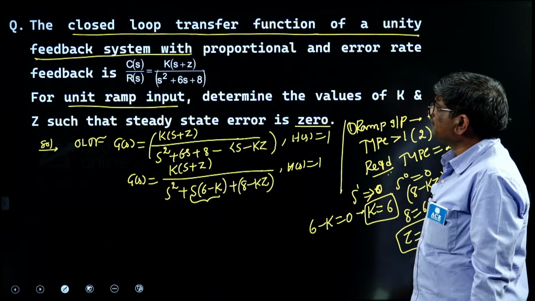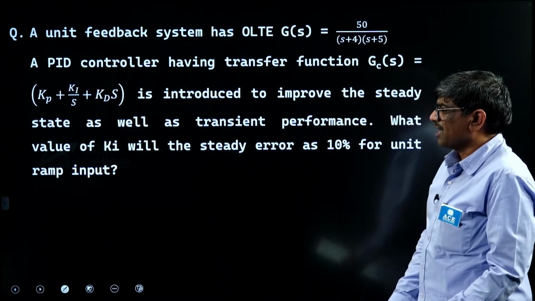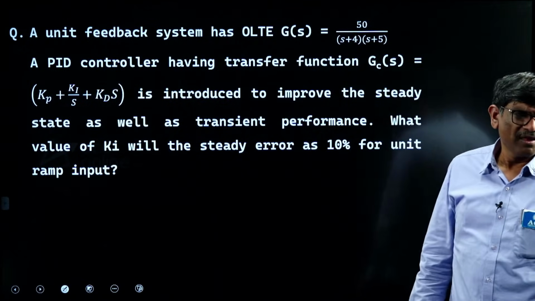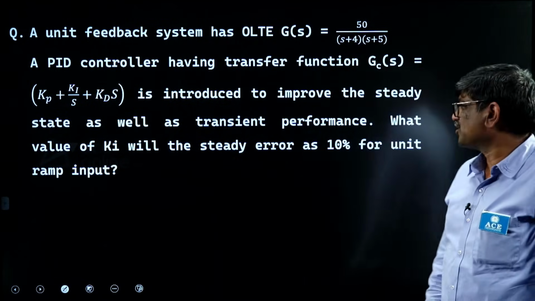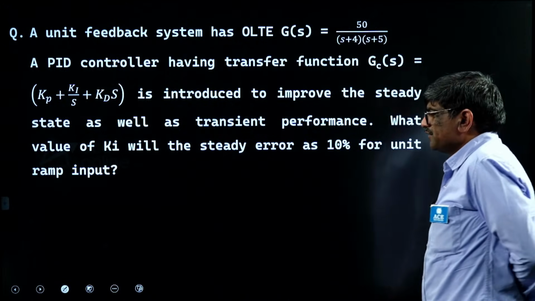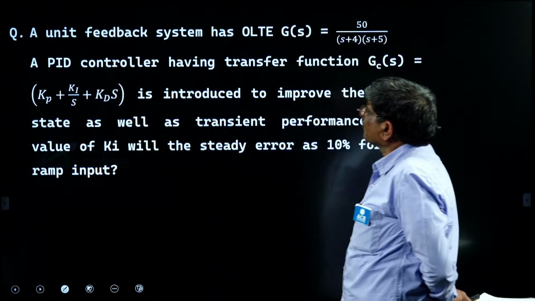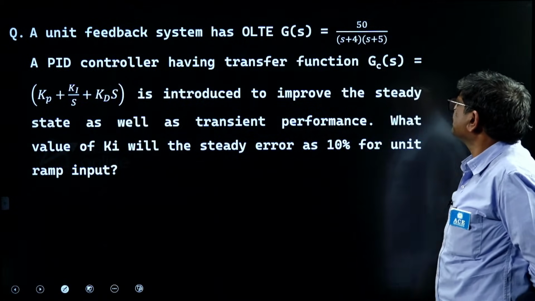Next. Solve this question, all of you. You try, man. Solve this question. Tell the answers. Do it, man.